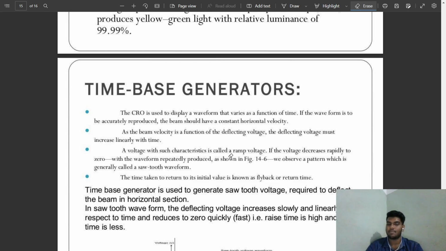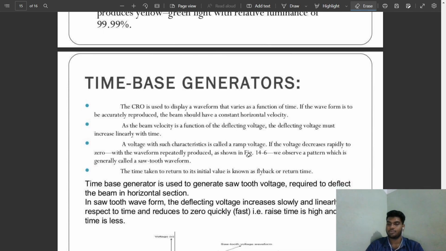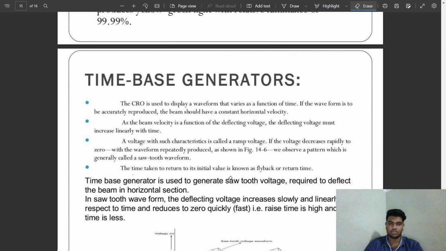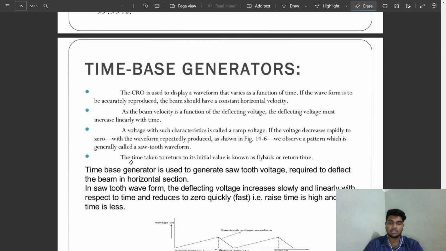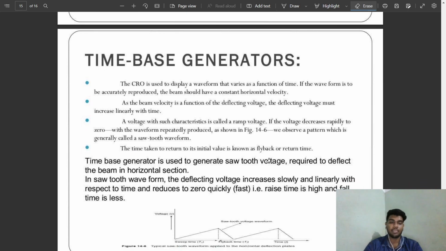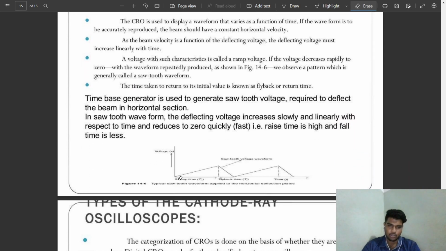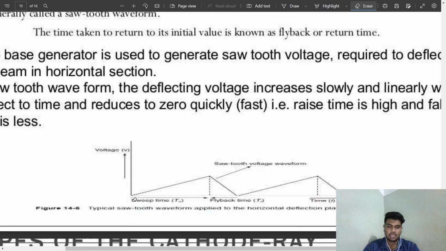If the voltage decreases rapidly to zero, with the waveform repeatedly produced, we observe a pattern which is generally called a sawtooth waveform. You know what a saw is, right? It has sharp teeth, so the waveform is in the form of a saw. Voila, we name it the sawtooth waveform. The time taken to return to its initial value is known as the flyback or return time. So see here, this is the sweep time and the flyback time.